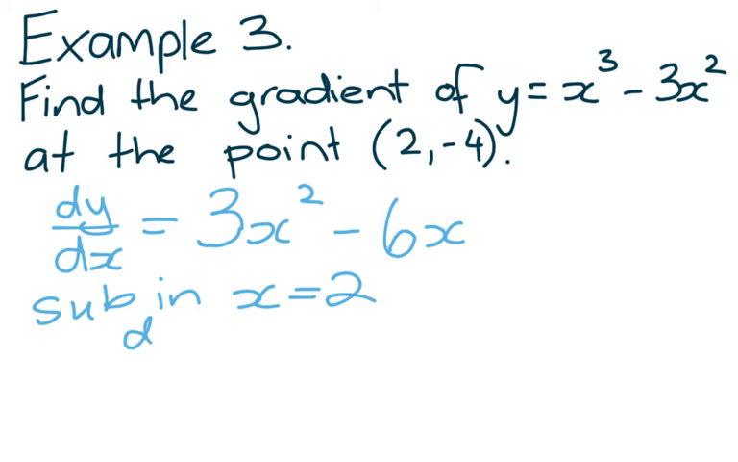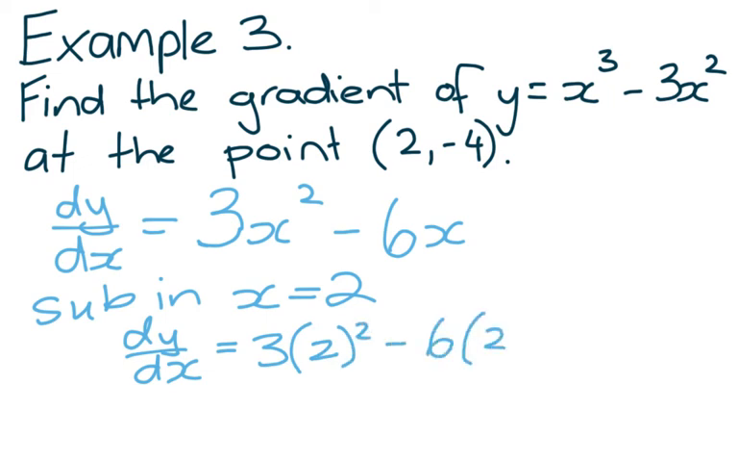So then we're going to have dy by dx equals 3 lots of 2 squared, take 6 lots of 2. 3 times 2 squared is 12, and 6 times 2 is 12. So the gradient at that point is 0.